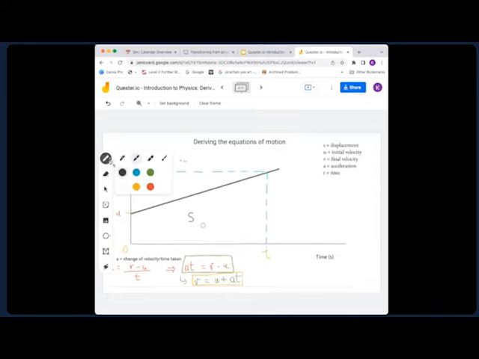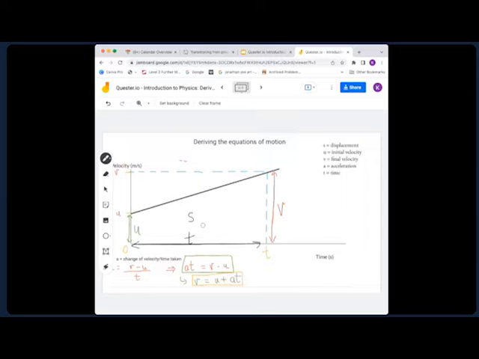So this distance over here, this is U. That is a length of U. And then this part at the top over here, that distance is a length of V. And then this length sideways over here is T.